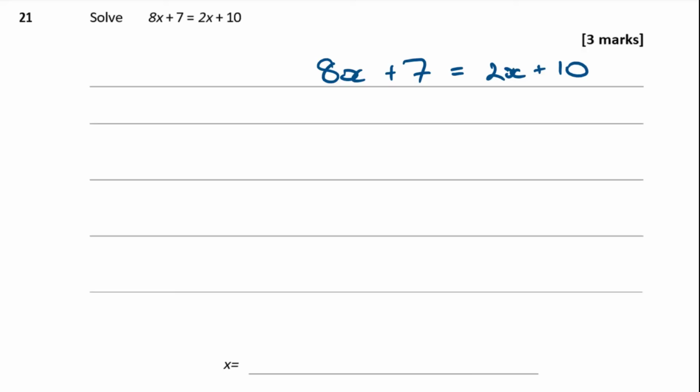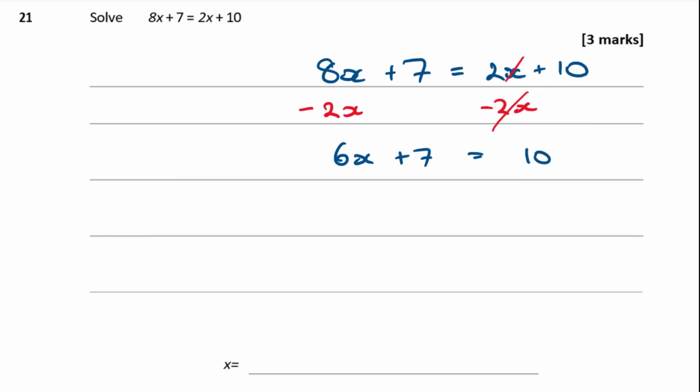Now what I tend to do is take away the smaller one from both sides. So 2x is smallest out of 8x and 2x. If you take it away from both sides, you can see that the 2x take away 2x is going to cancel each other out. And 8x take away 2x, well that's 6x. Okay, so now I'm left with just 6x plus 7 is equal to 10. So this is a more simple looking linear equation now.